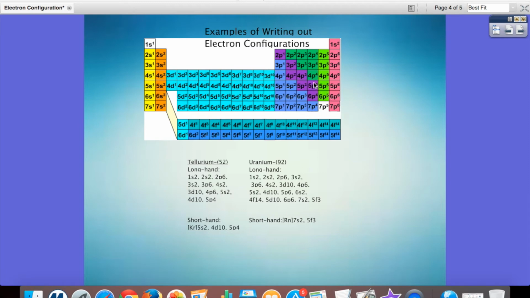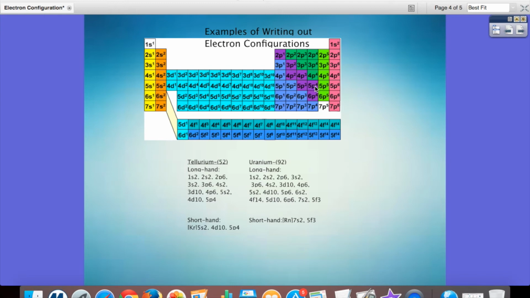That's what tellurium is. And then for the shorthand way, you start off with krypton, and that is right here, so that's where krypton is. And then you keep counting: 5s2, 4d10, and then you end up with 5p4.